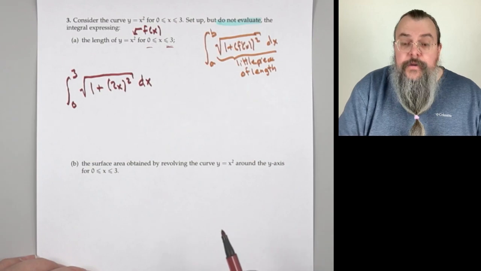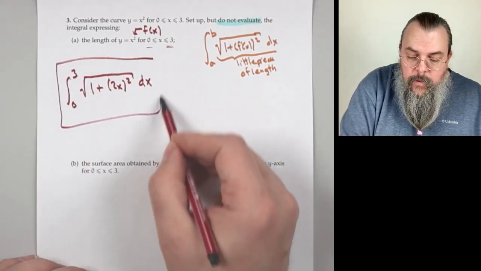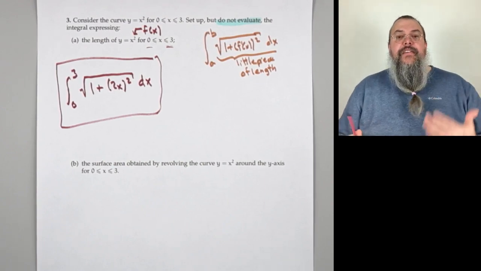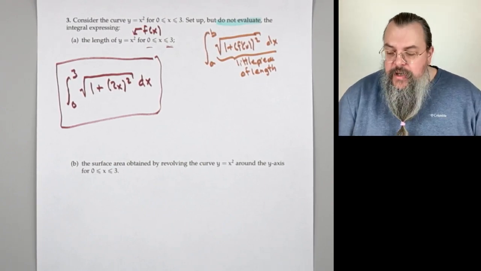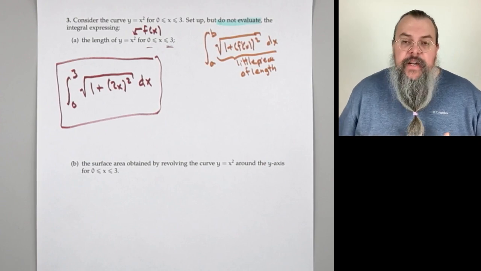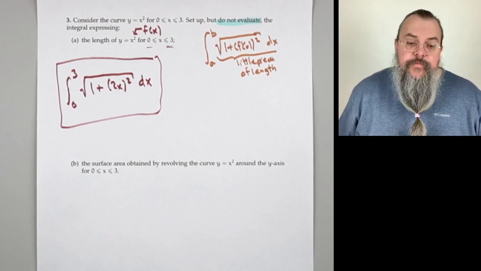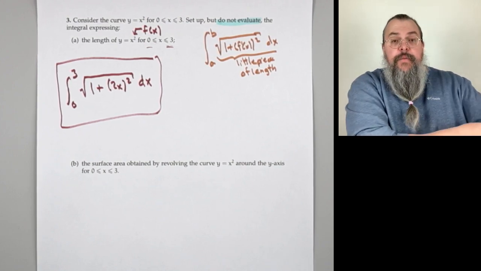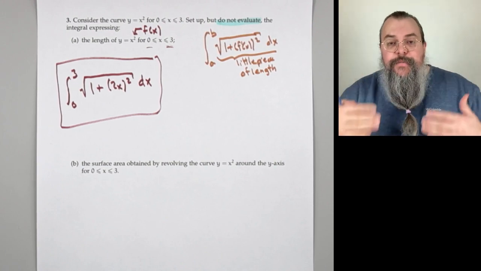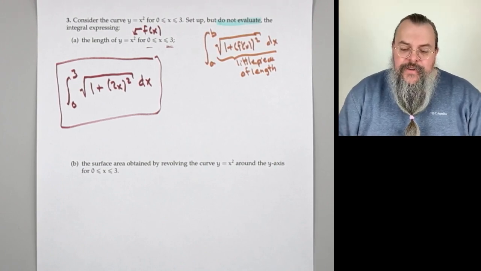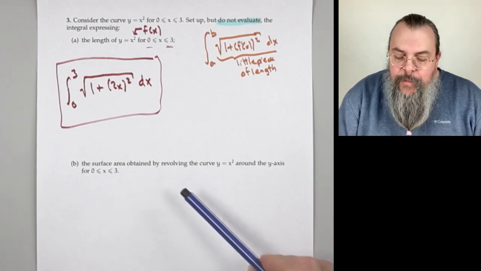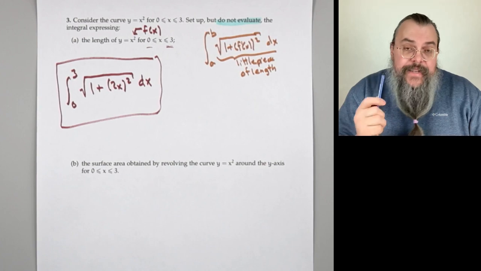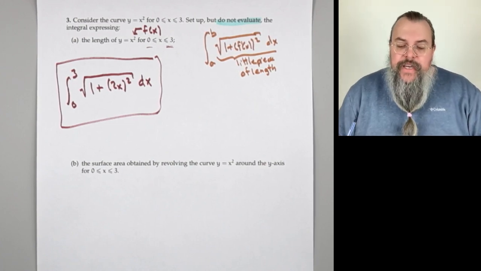And now we stop, right? Because we've set up the integral. This is a problem about setting things up, so we don't have to actually integrate anything. We just have to set things up. That's good news for us. Okay, let's move to the second part, where we set up an integral for surface area. The surface area obtained by revolving the curve y equals x squared around the y-axis, for 0 less than or equal to x less than or equal to 3.